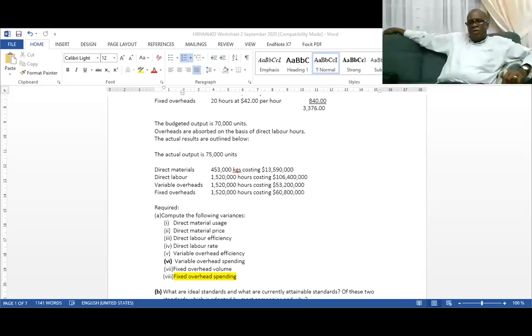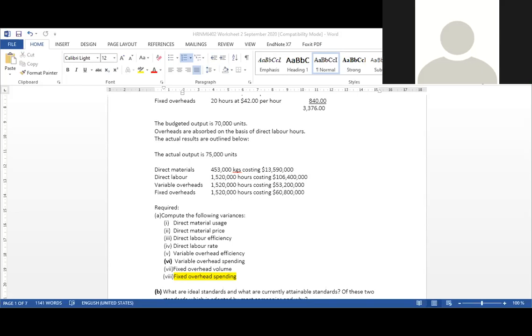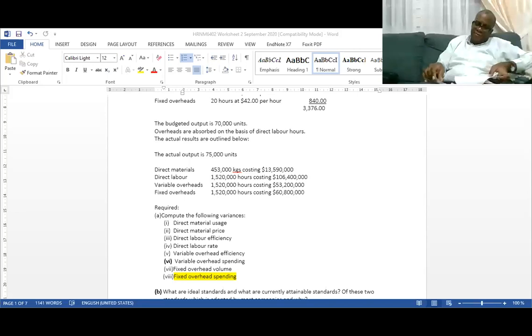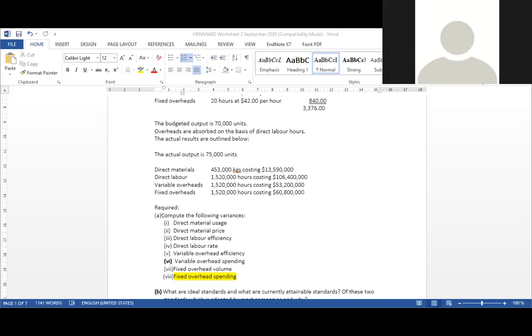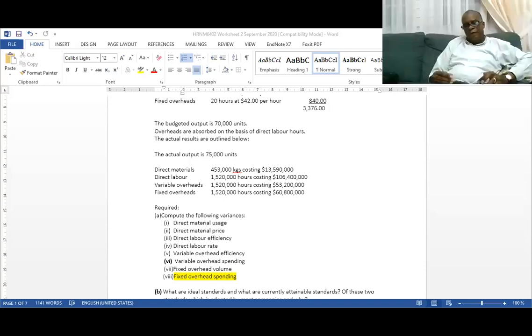For budgeted fixed overheads, I had 16 million, and I got that by multiplying the 50,000 times 320. And the actual fixed overheads I had as 9,650,000, which gave me a figure of 6,350,000. And is that favorable or adverse?